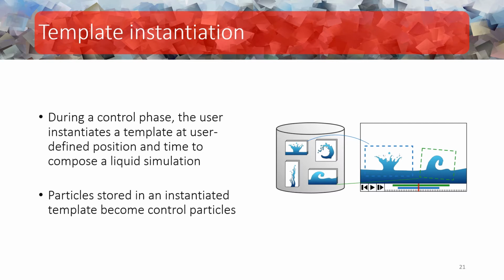When editing a liquid simulation, a user selects a template and creates an instance of it in the scene in order to control the simulated liquid. Once instantiated, a template can be manipulated and transformed in both space and time using a set of transformations familiar to artists.